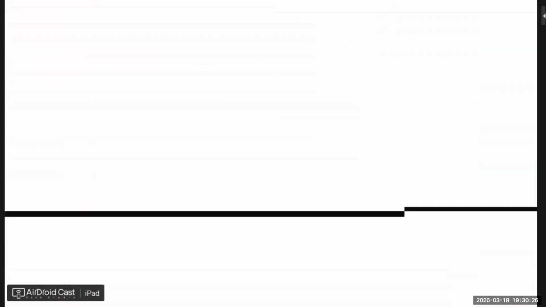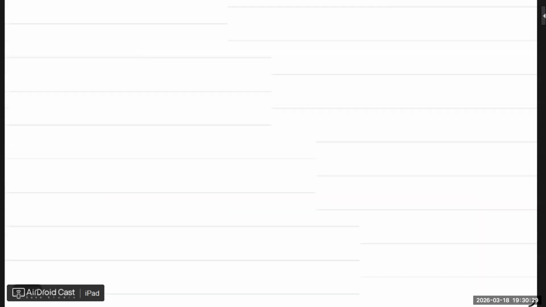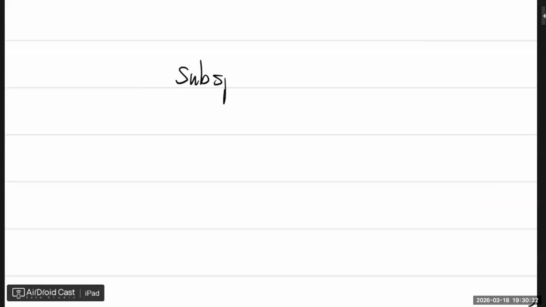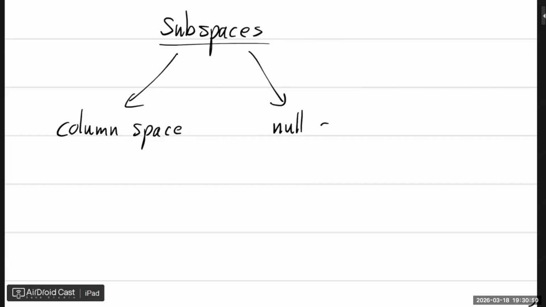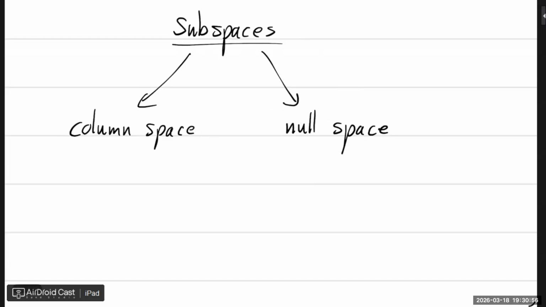Now, some special subspaces that we're going to look at are the column space and the null space. They will always ask something like this. They will ask you to calculate the column space, they will ask you to calculate the null space, and so forth. So let's just get the idea behind what this is. The definition of these two things is the following.